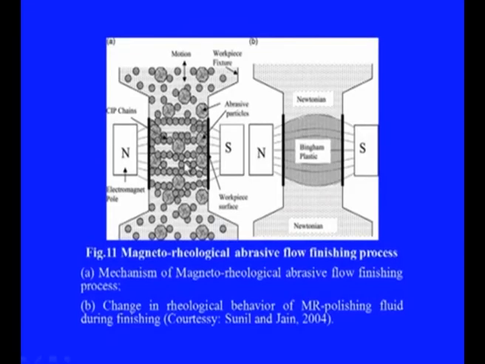The process mechanism is explained in this. These are the carbonyl iron particles, these are the abrasives. Under the action of this magnetic field, these carbonyl iron particles form some sort of chains like this, which embrace the abrasive particles and make them abrade with more force on this workpiece surface. This causes better surface finish on this work surface.